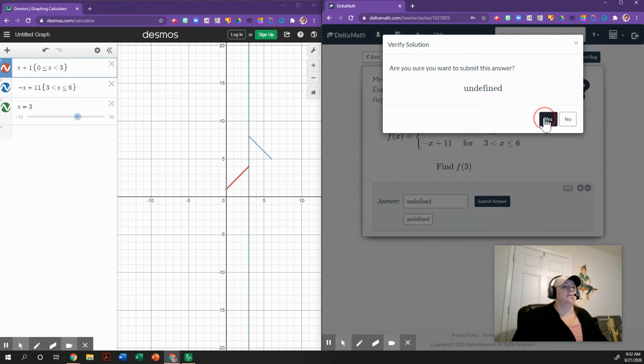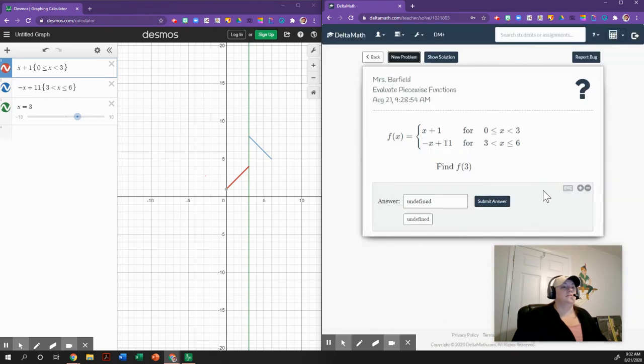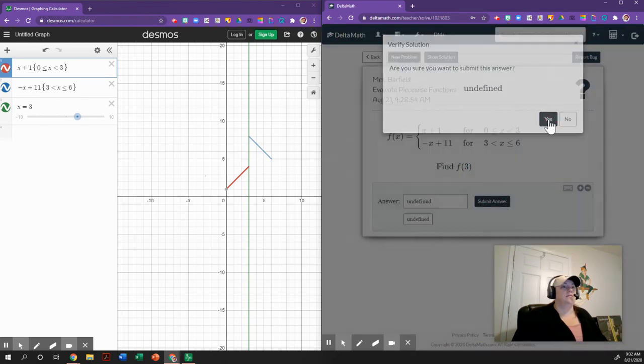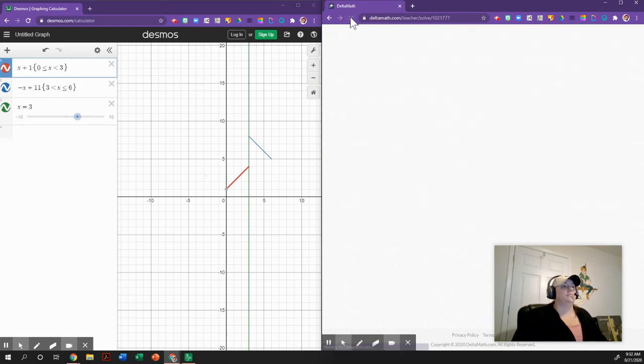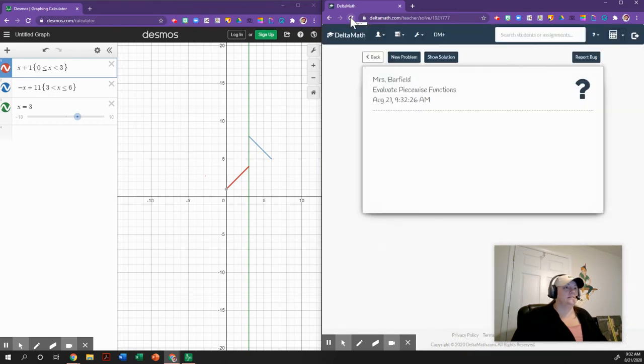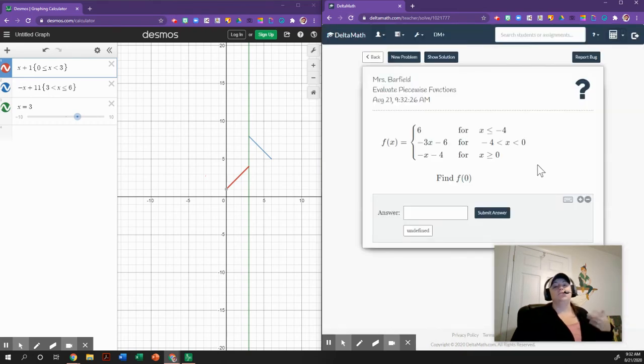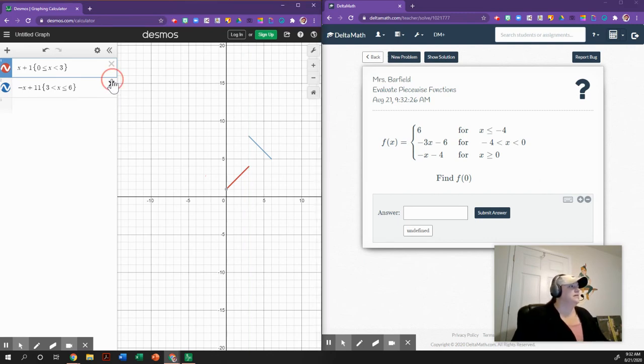So submit, yes, submit, yes. Okay, so Delta Math is being weird, okay? There we go. Okay, so it just didn't show you the submit, but it would have shown you that the answer was undefined. Okay, all right, so let's delete here. Okay, now let's type in this. It's going to be a little bit of a mess.